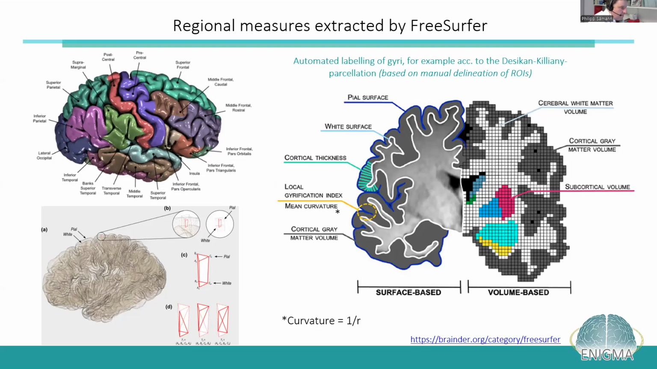So as soon as you have these surfaces, you can also create more complex markers. For example, the gyrification index that I will explain in a later slide a bit more detailed, or you can look at how strong the curvature of a certain region is. So if a surface is flat, or if it's bent in a certain measurement volume.